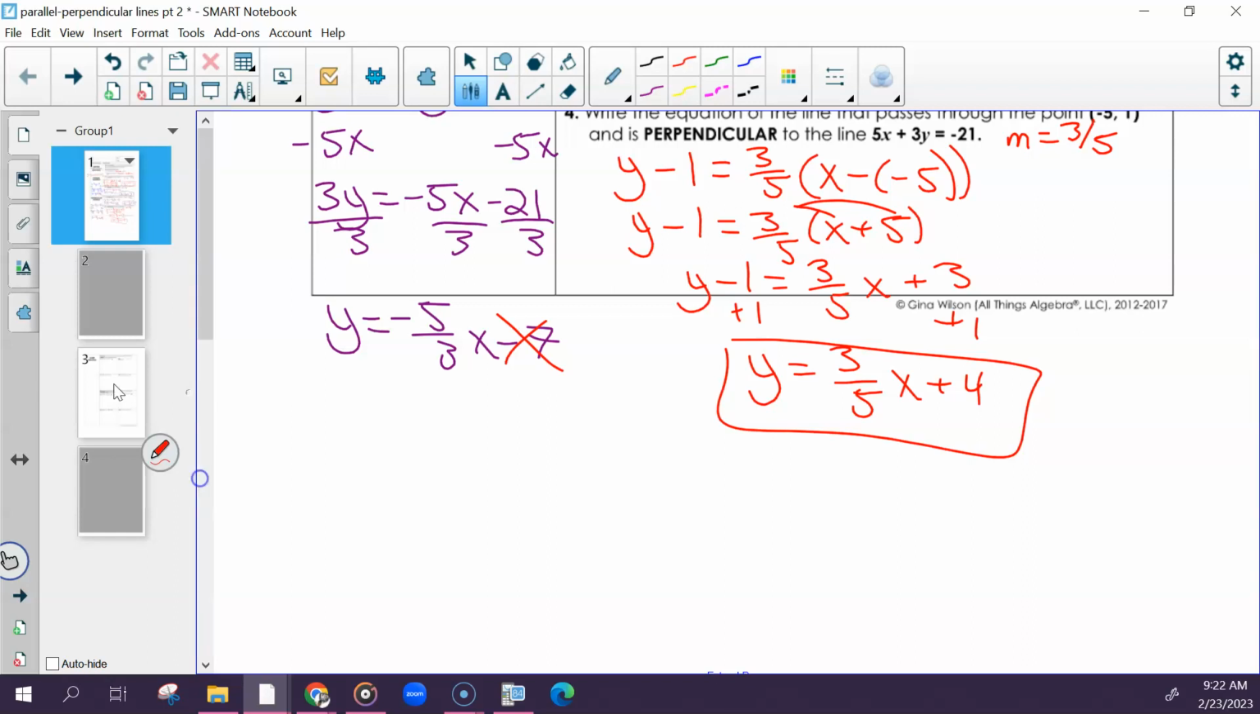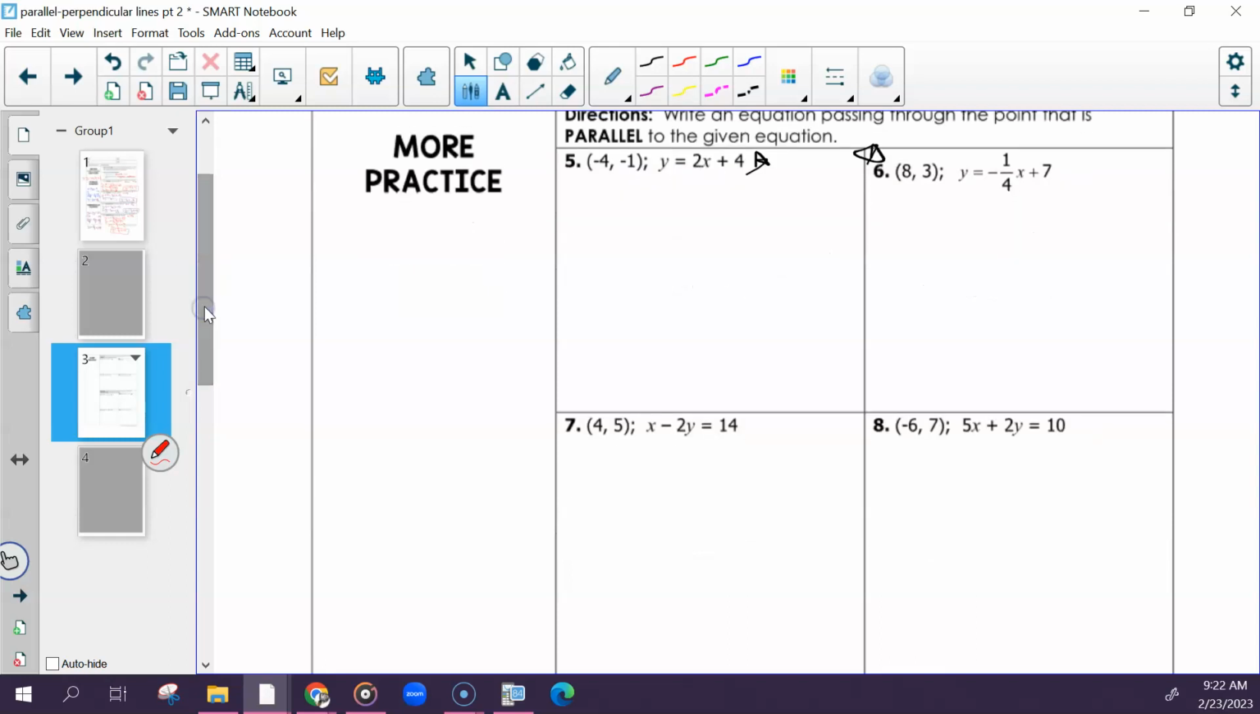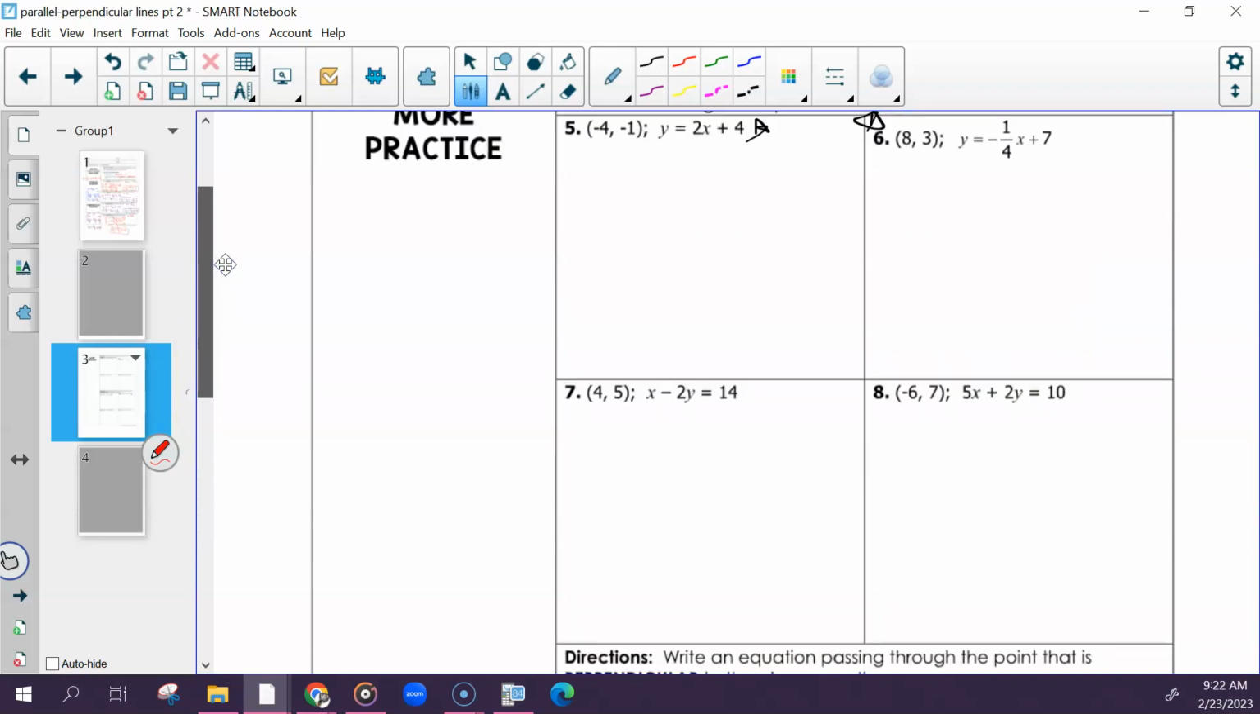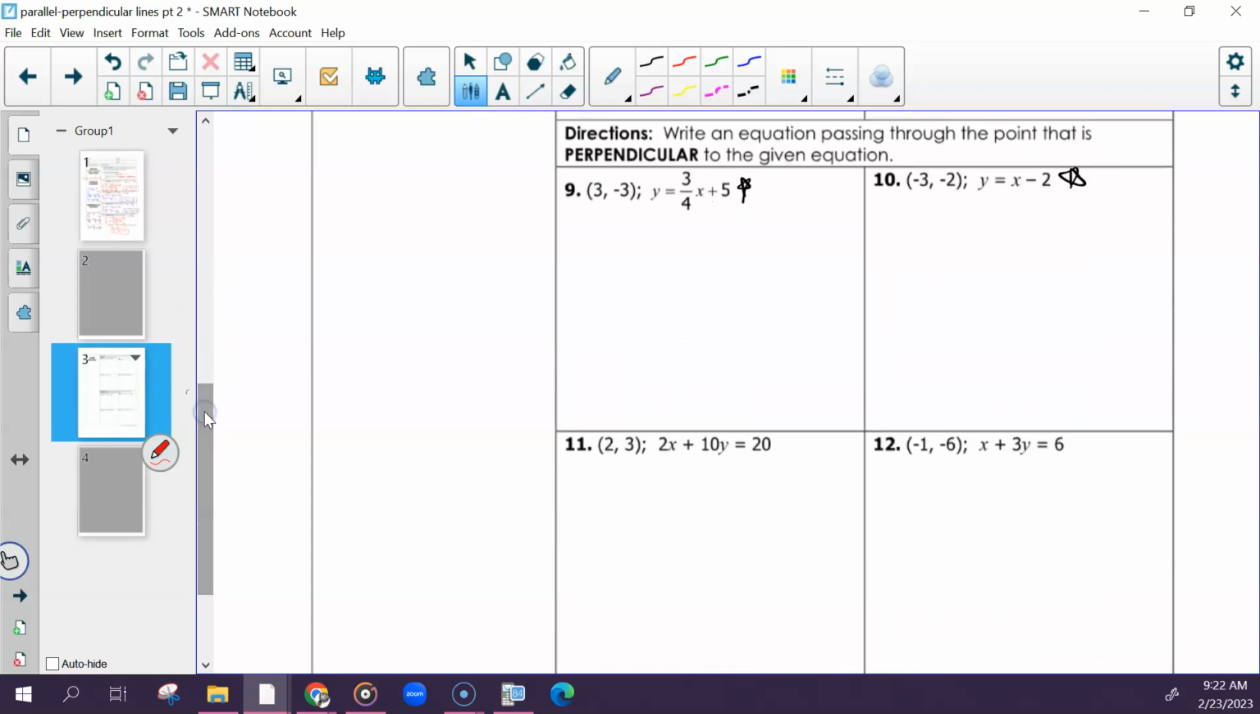Alright. I want you to pick 1 from this first section and 1 from the second section. But if you pick one of the ones that's already solved for you in parallel, you have to do one of the ones that's not solved for you in perpendicular, or vice versa. So pick 1 from parallel, 1 from perpendicular, 1 from one of those that you have to solve the equation first. Okay. And then raise your hand so I can check it. After I've checked that, you can work on more practice from this or Khan Academy.